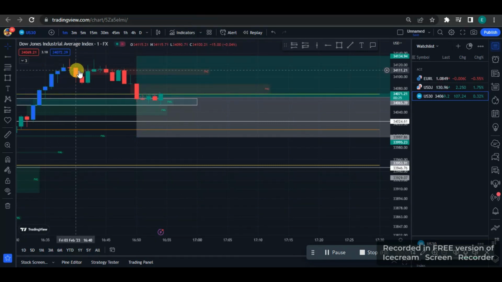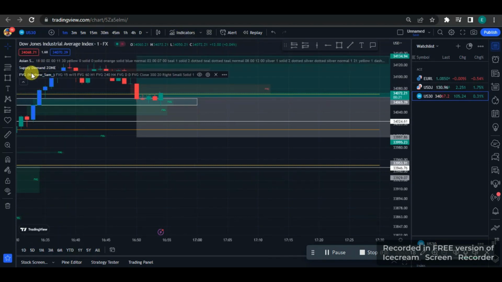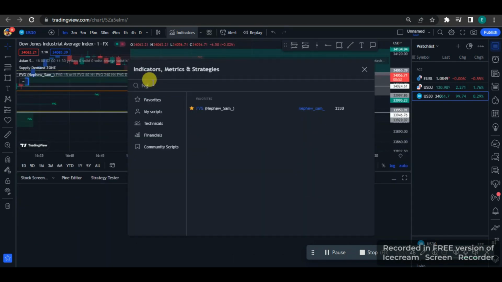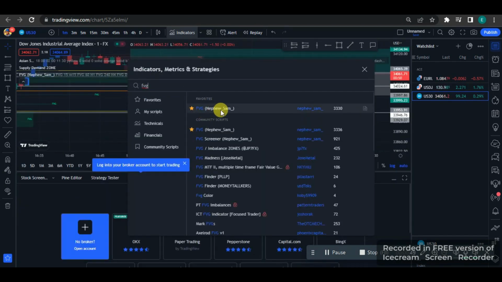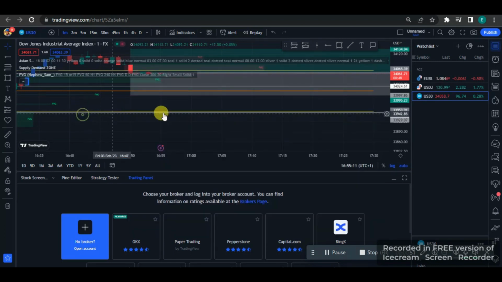So the indicator I use for this strategy is an indicator called FVG by Nephew Sam. If you want to look for that indicator, just come to this indicator section here and search for FVG. So you add this FVG by Nephew Sam. Once you click on it, it will be added to your chart.